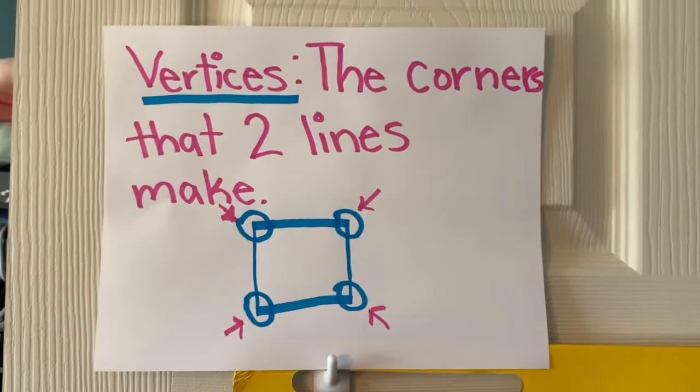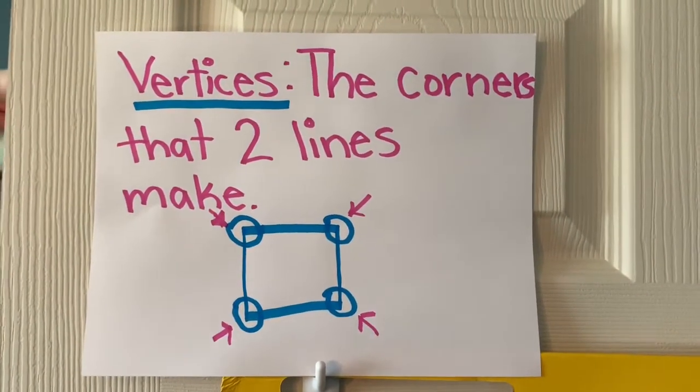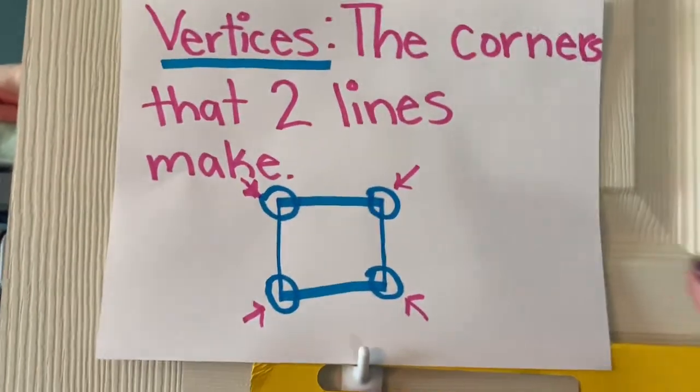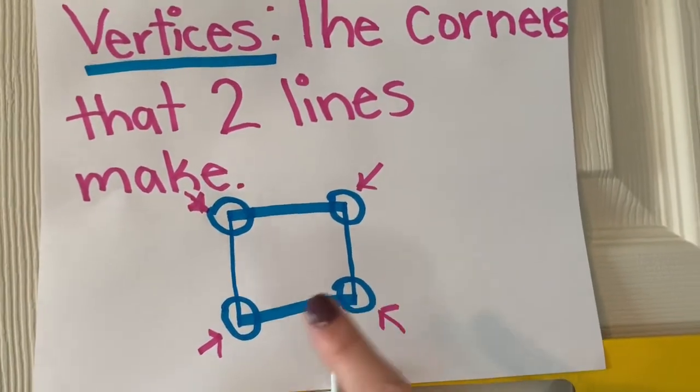The first vocabulary word is vertices. A vertice is the corner of the shape. The two lines meet and make a corner. Just like in this picture, we have one corner here, two corners, 3, and 4.